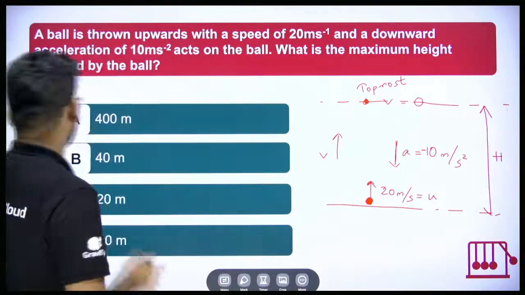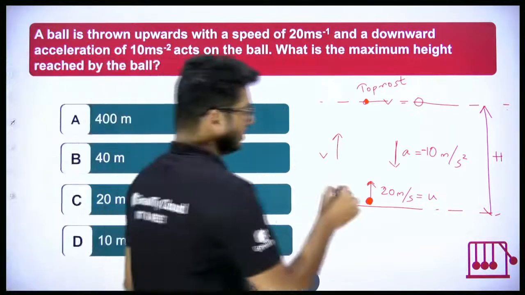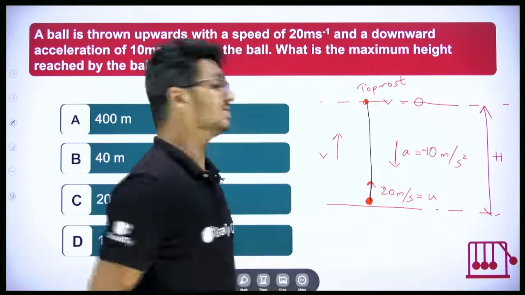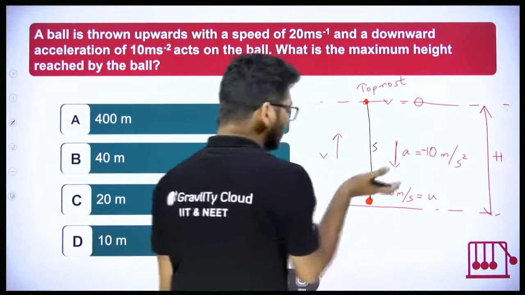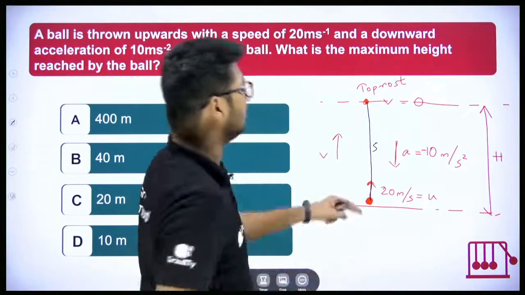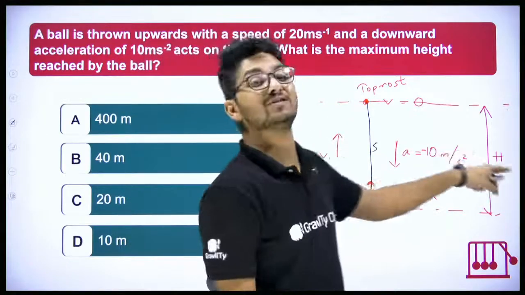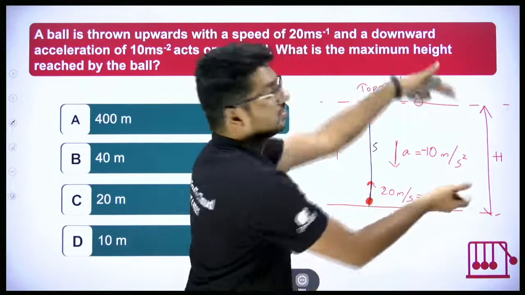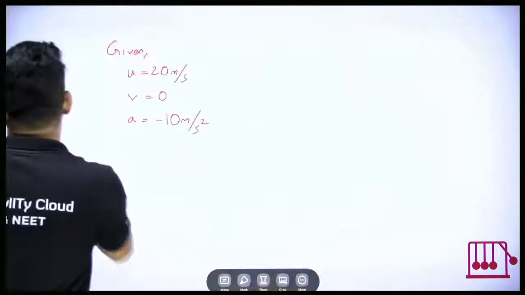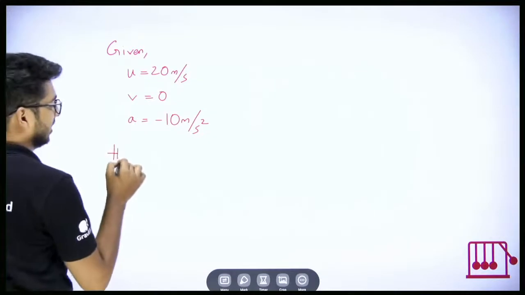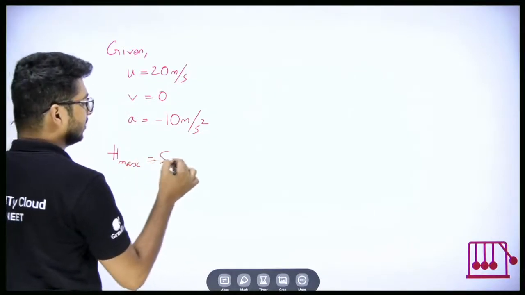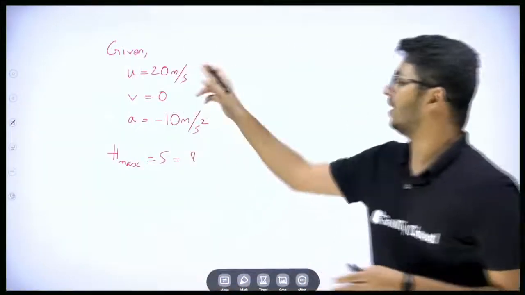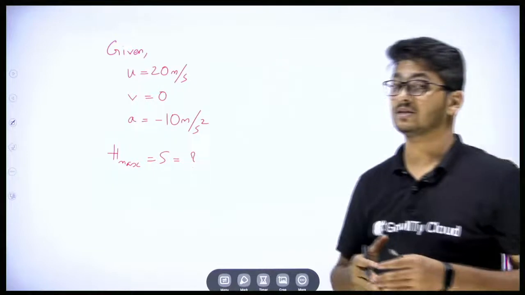And look at that. The beauty here is this distance traveled is nothing but, in this case, displacement. From the bottom point to the topmost point, that is the displacement, and that displacement is equal to height. Yes or no? See, these both are equal. So the maximum height h max is equal to displacement, and that's what we have to find out. You have u, v, a, and you have to find out displacement.